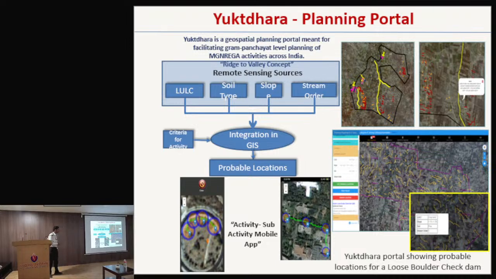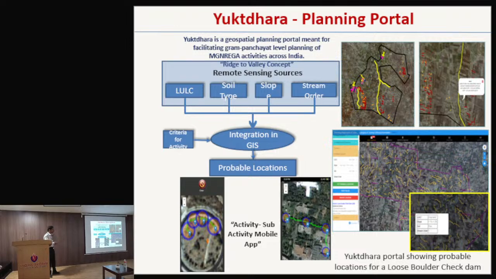a planning tool. So here what we are doing is, land use land cover, soil, slope, stream order, all these input layers are taken. It has been integrated into a GIS platform, meaning all the things are unioned, the operation has been done. Then there is something called criteria for activity.